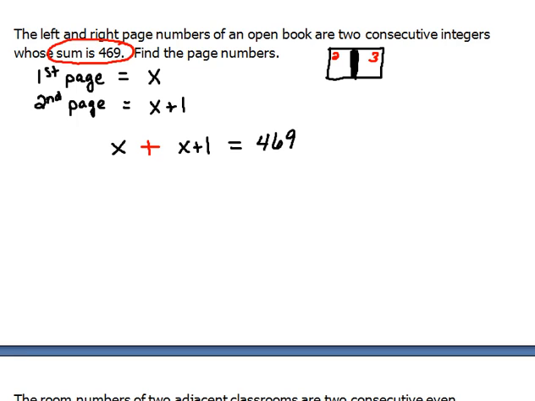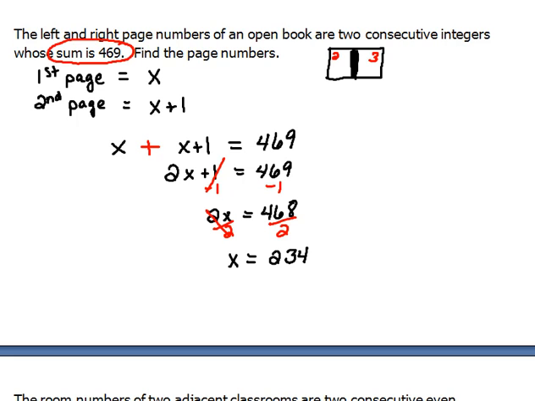We can collect our like terms to get 2x plus 1 equals 469. And then we can subtract 1 from both sides. So now we have 2x equals 468. And then dividing both sides by 2, we get x equals 234. Now this is not our answer. We're not done because the problem said find the page numbers, both of them. What we found was the first page number is 234. But if we know that one, then we also know that the second page number has to be 235 because it's the next one in order.